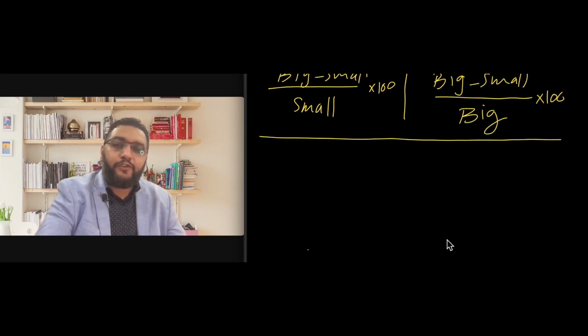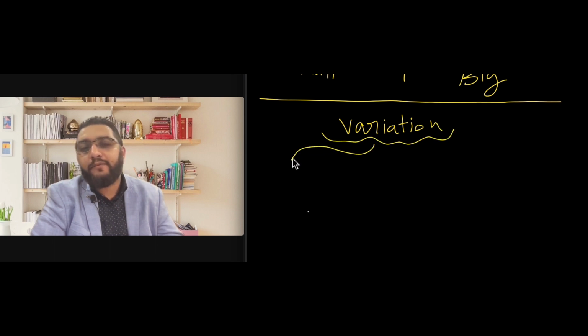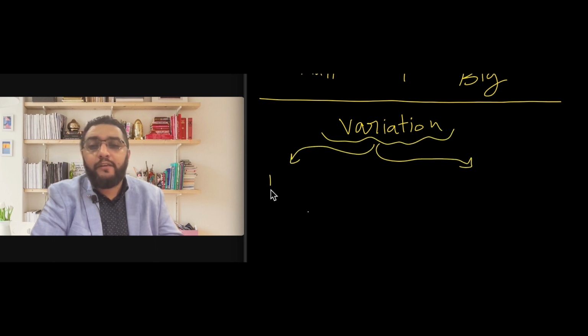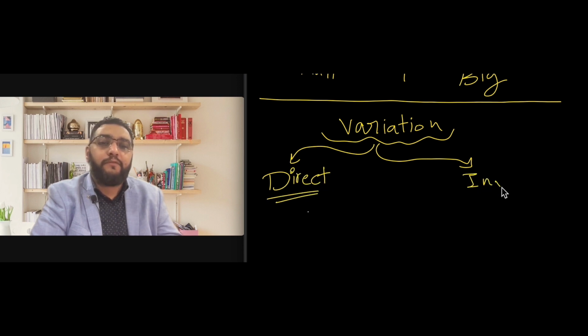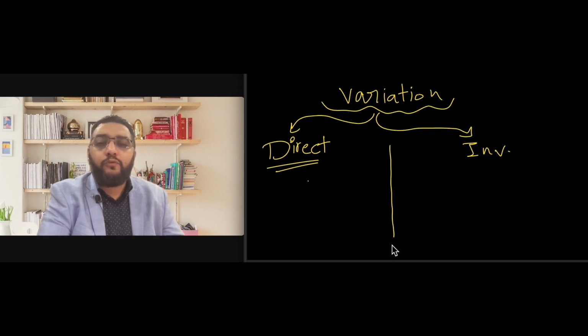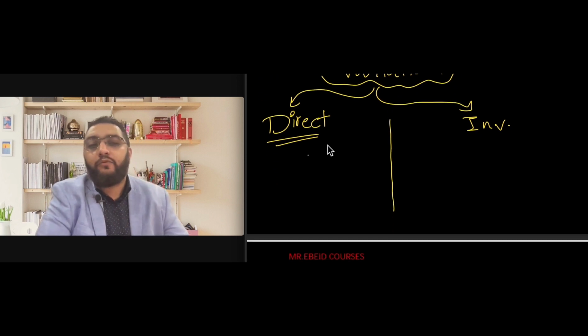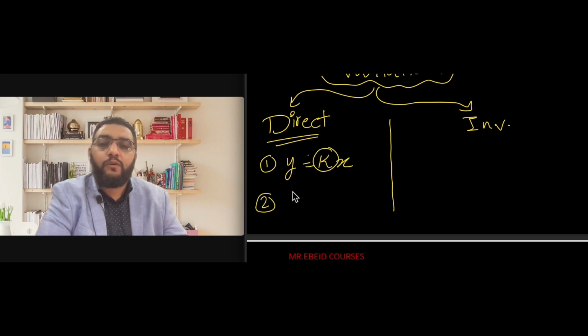Then we will move to variation. In variation, we have two types. One of them is called direct variation, and the other one is the inverse variation. We have two rules for the direct variation, also two rules for the inverse variation. For the direct variation, we have y equals kx, and k is a constant. And the second rule will be y1 over y2 equals x1 over x2.